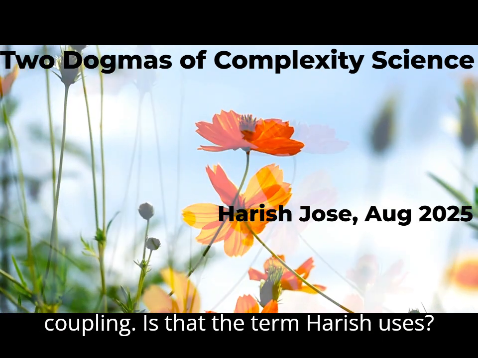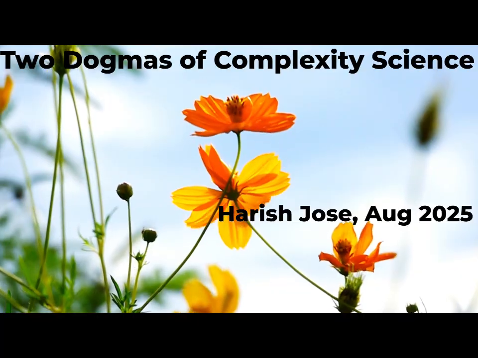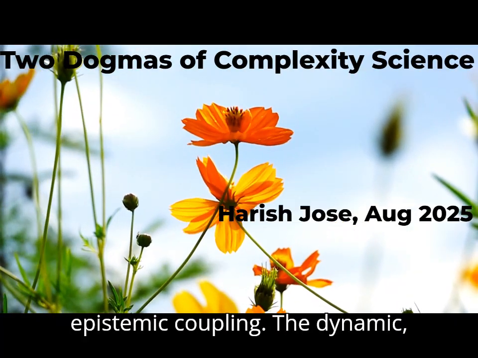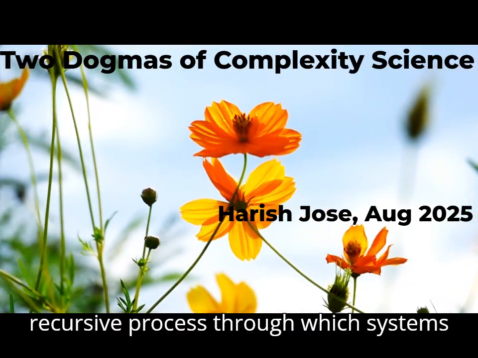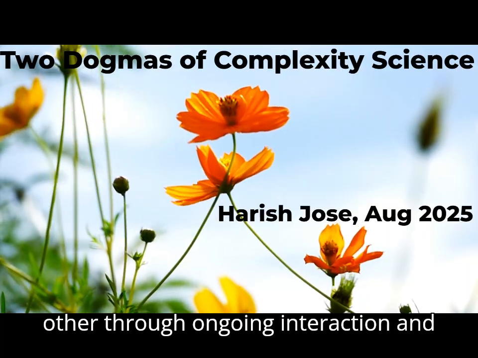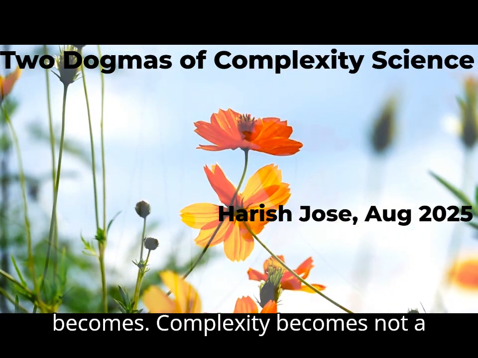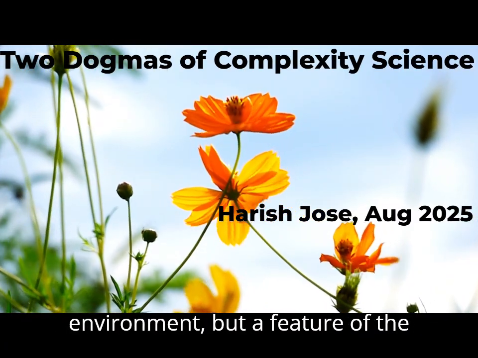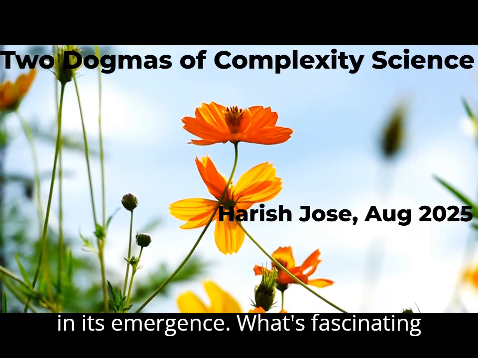Understanding epistemic coupling, is that the term Harris uses? Yes, that's the core concept he proposes. We shift our focus from measuring pre-existing complexity to understanding epistemic coupling, the dynamic, recursive process through which systems and environments mutually specify each other through ongoing interaction and distinction-making. And complexity becomes? Complexity becomes not a property to be measured in the system or environment, but a feature of the relationship itself, a characteristic of the coupling, something to be understood in its emergence.